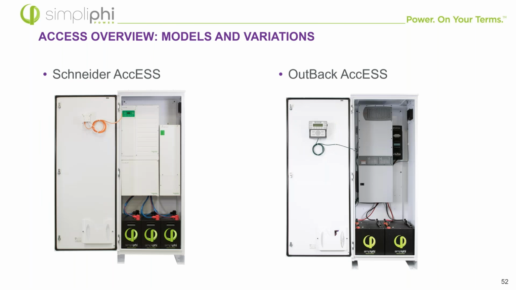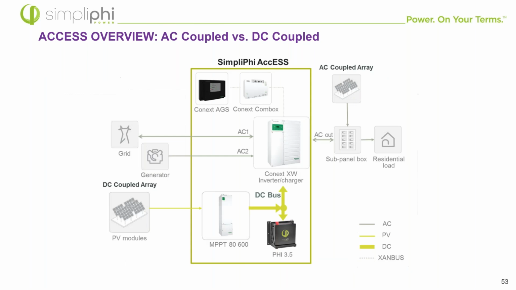Currently, they come with two different styles, so either the Schneider Access or the Outback Access. The big difference here is just the components that are in it, whether we're looking at the XW Plus Pro in the Schneider or the Outback Radian in the Outback system. The batteries are still the same, they're still our batteries. They both can come AC coupled or DC coupled.